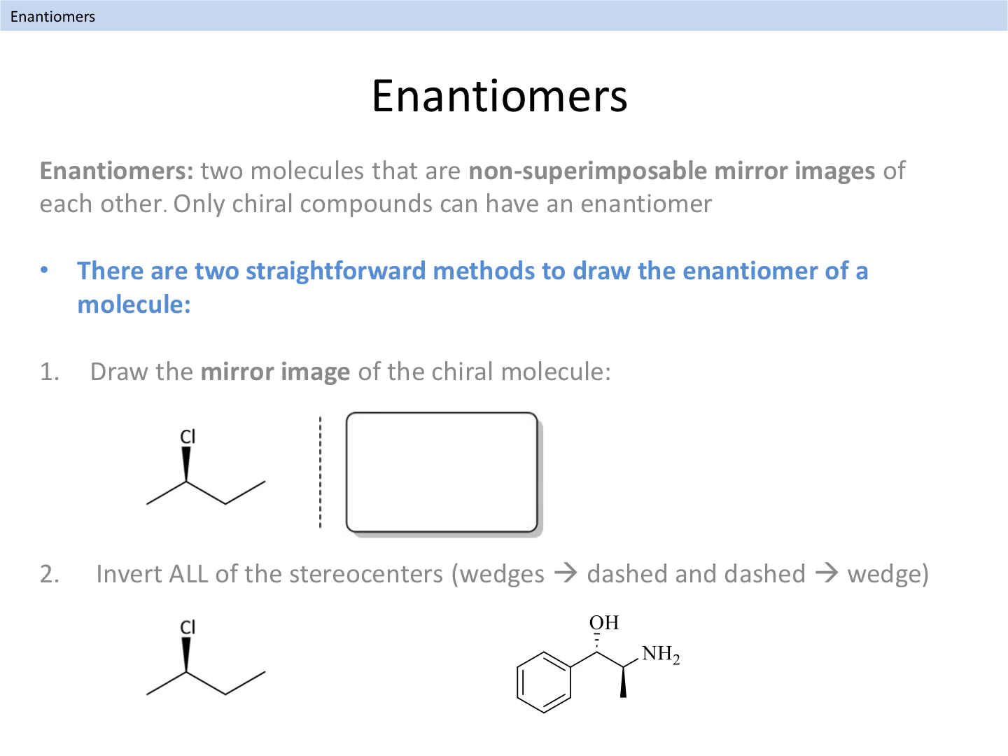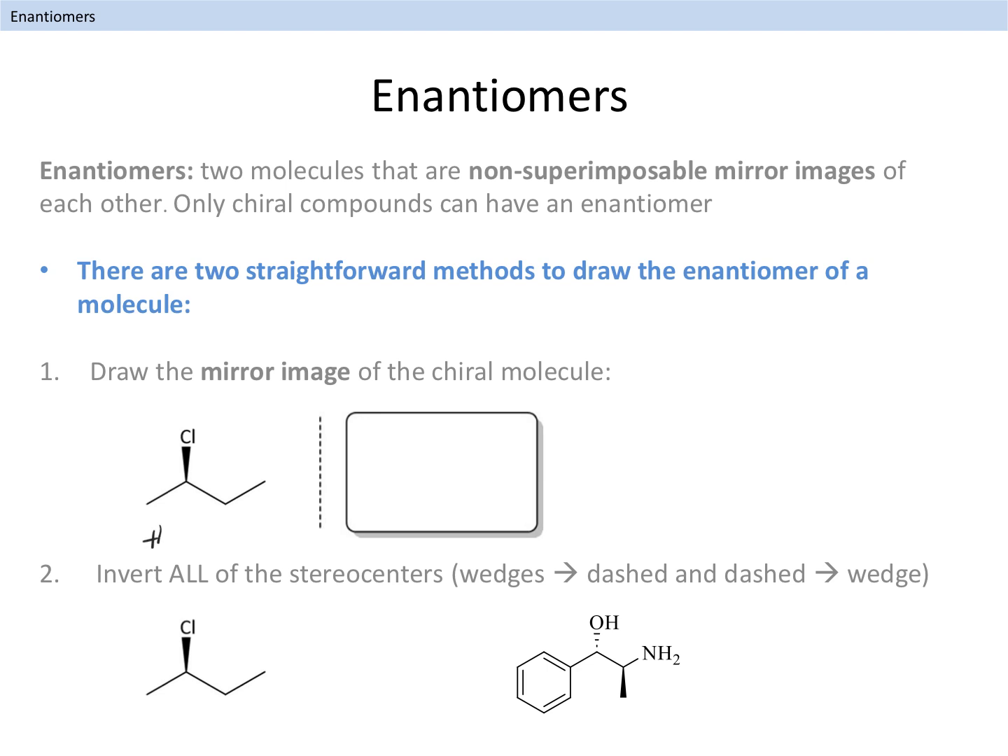But how do we determine what the structure of an enantiomer looks like? That's what we're going to learn on this page: How to draw the structure of the enantiomer of a chiral compound. There are two straightforward methods to draw the enantiomer of a molecule. One method is to draw the mirror image of the chiral molecule. This works because if a molecule is chiral, its mirror image will automatically be the enantiomer.